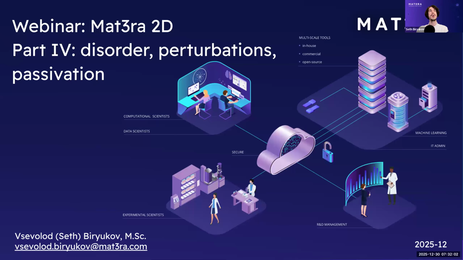Thank you. Greetings, everybody, and welcome to Mat3ra 2D webinar series. This is part 4, where we're going to use our package for the design of 2D materials to introduce disorder, perturbations, and passivations to the material. First, we're going to take a look at the presentation, which would give you an overview of our approach, and then we'll get to hands-on experience and create some materials.